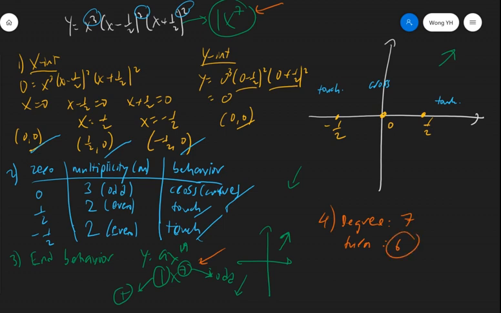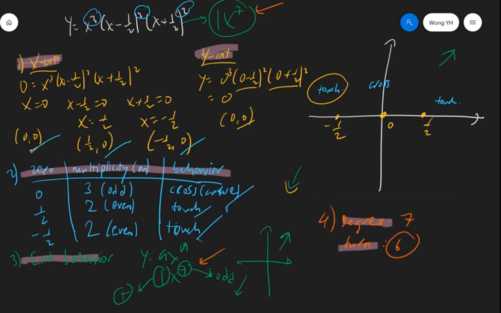Let me summarize all the things that we have: x-intercept, y-intercept, zero, multiplicity and behavior, degree, and turns. With all this information compiled together, we will plot the graph. Here is touch, so of course we know it's an N shape. We start here, draw an N shape going down, touch and turn around. And 0 is crossing over, so you have to come out here.